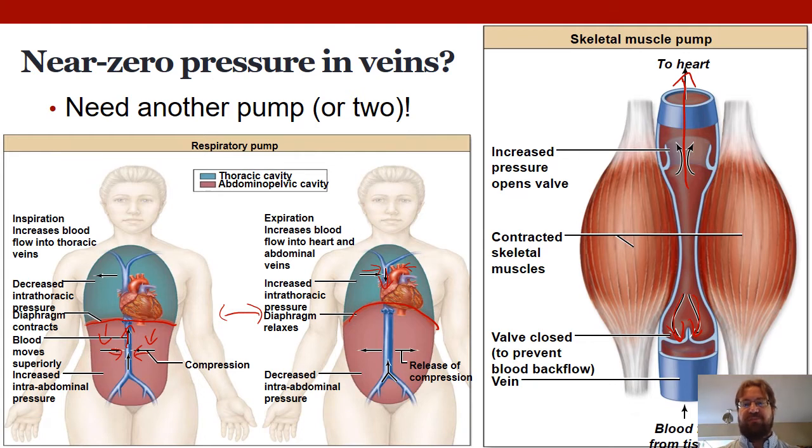Otherwise, you end up in a situation called deep vein thrombosis, where the stagnant blood in your veins starts to coagulate and produce blood clots that could later on in life be quite dangerous.